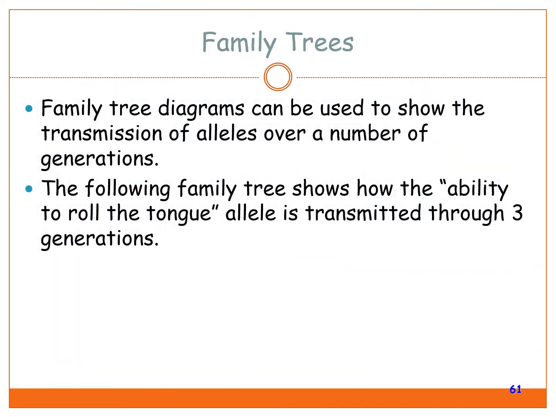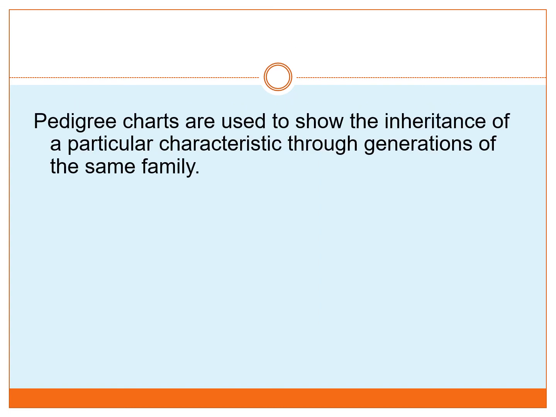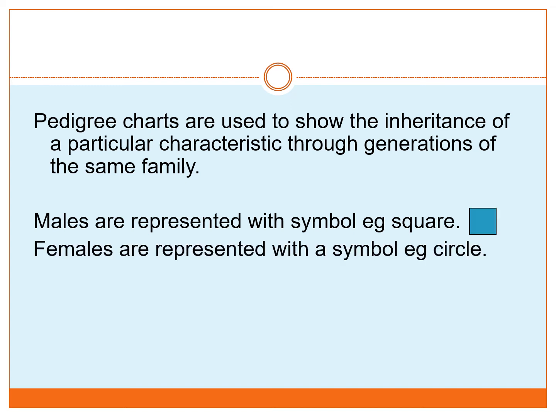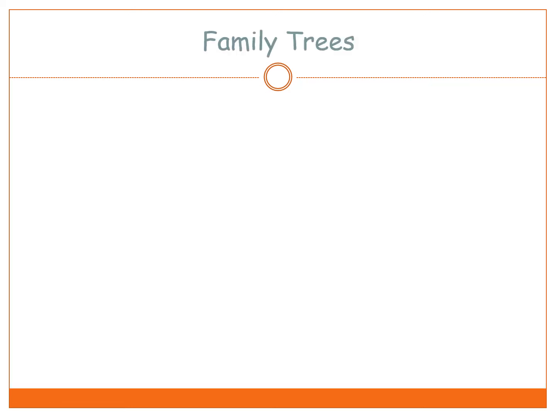So family trees are diagrams that can be used to show the transmission of alleles over a number of generations. The following family trees show how the ability to roll the tongue allele is transmitted through 3 generations. So a pedigree chart is a type of family tree diagram. Pedigree charts are used to show the inheritance of a particular characteristic through generations of the same family. Males are represented by symbols, for example squares, and females are represented by a symbol, e.g. circle. These can be coloured or blank depending on whether or not you have the characteristic.